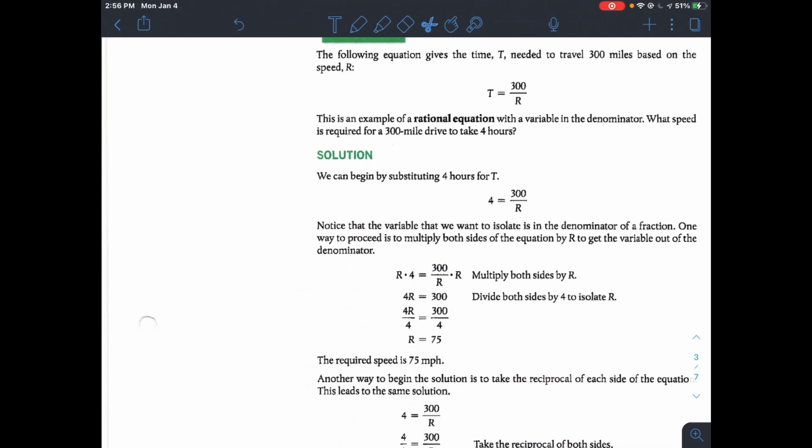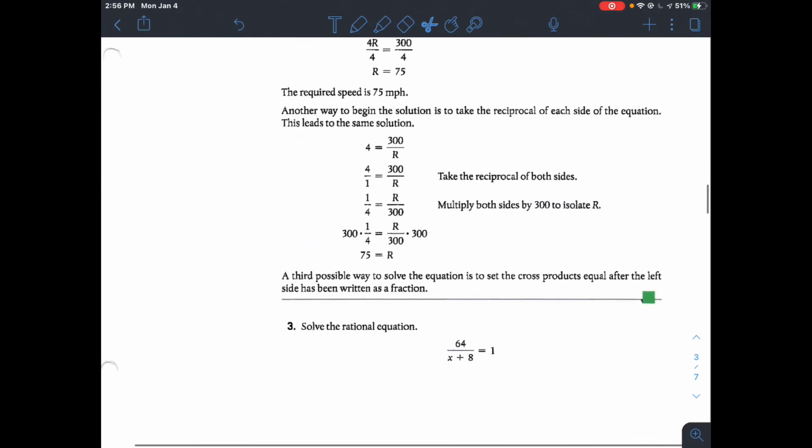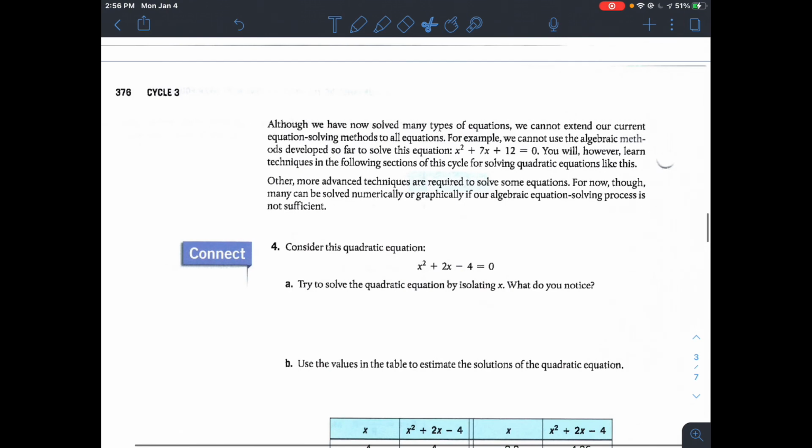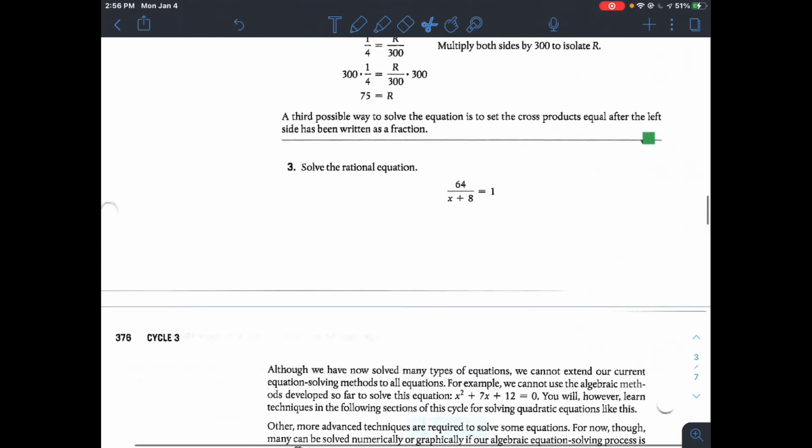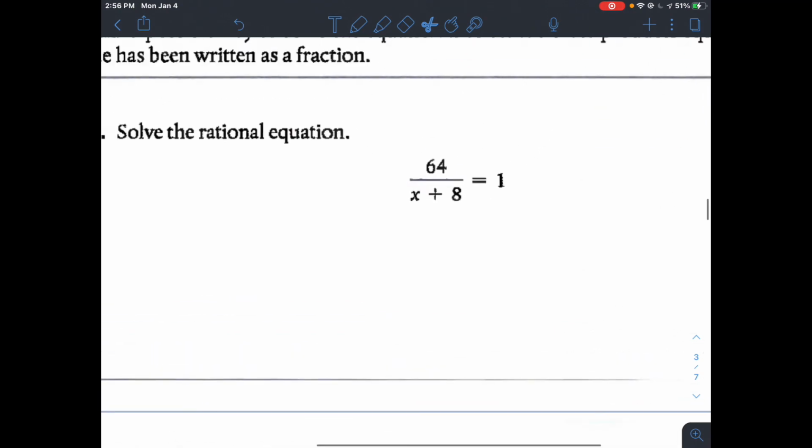And then some more notes, rational equations. You can read through that. I'm not going to go in depth with it. And we're going to number 3, and that's where we'll stop for today. So solve the rational equation.